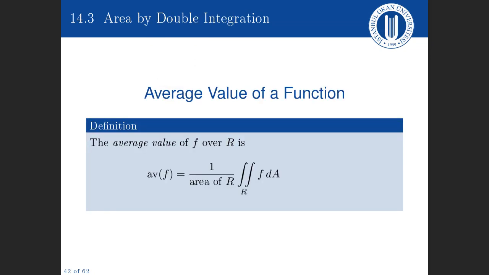The average value of a function f over a region R is defined to be 1 divided by the area of R multiplied by the double integral of f over R. So basically what we're doing is we're doing the integral of f divided by the integral of 1.